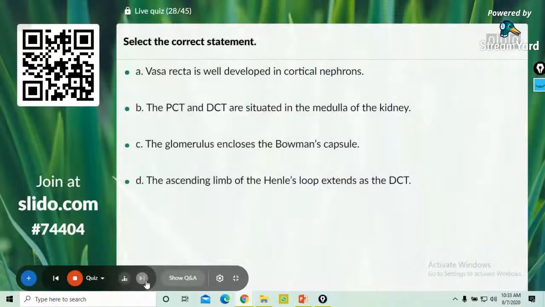28th question. Select the correct answer or the correct statement from the 4 given below. A. Vasa recta is well developed in cortical nephrons. B. The proximal convoluted tubule and the distal convoluted tubule are situated in the medulla of the kidney. C. The glomerulus encloses the Bowman's capsule. D. The ascending limb of the Henle's loop extends as DCT.